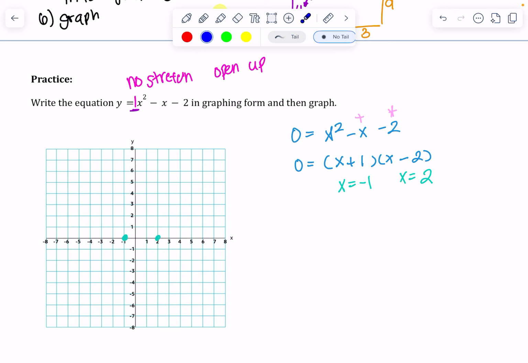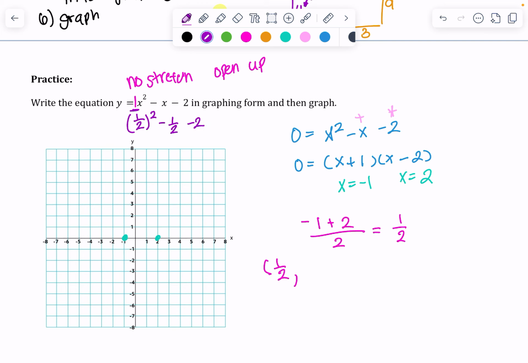Just looking at my graph, I know my vertex is probably going to be some sort of fraction. It looks like it's probably going to be around 0.5. But let's double check. Let's just find our average to figure out exactly where that vertex is going to be. So we'll add up our x-intercepts and divide by 2. And there we go. We get that the x-coordinate of our vertex is 1/2. Okay. We're going to take that 1/2 and plug it in for x up here, everywhere we see an x, to figure out our y-coordinate.